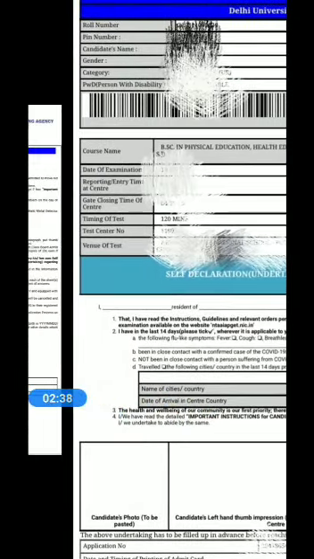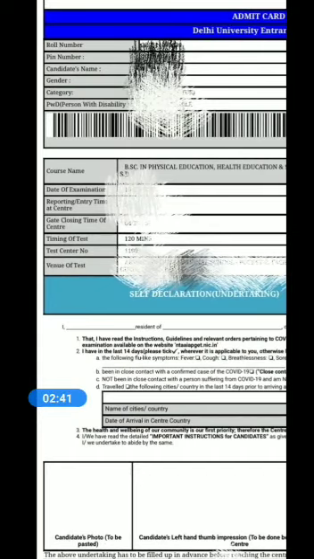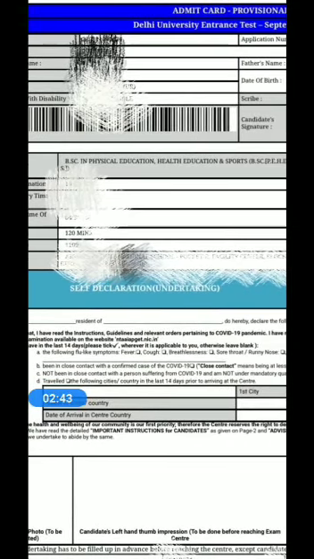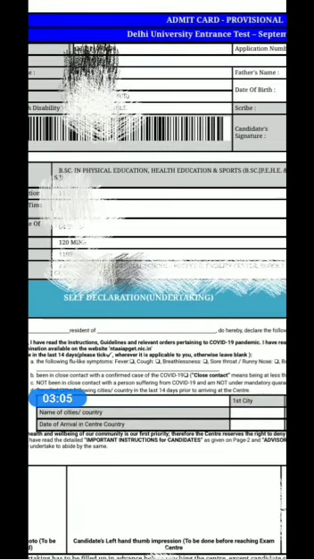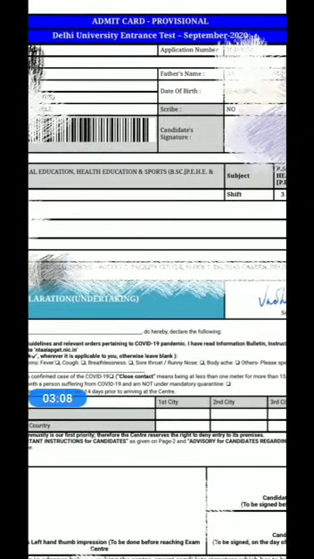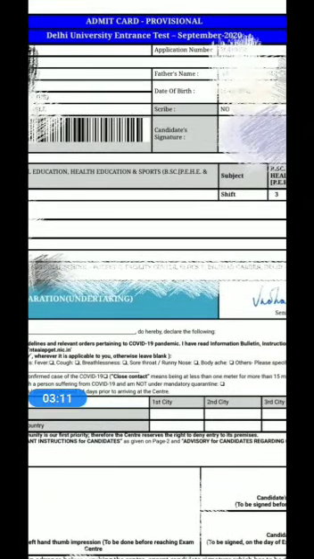Then it is very important, see, in the third point, the health and well-being of our community is our first priority. Therefore, the center reserves the right to deny entry to the premises. Just pay attention to these points, guys. Then the fourth point is I or we have read the detailed important instructions for candidates as given on page number 2 and the advisory for candidates regarding COVID-19 as given on page number 3.